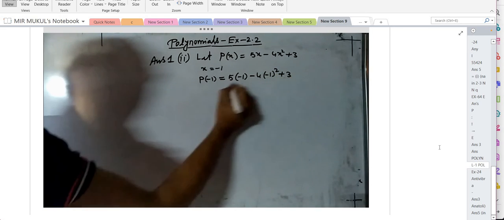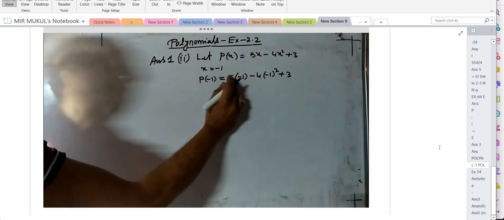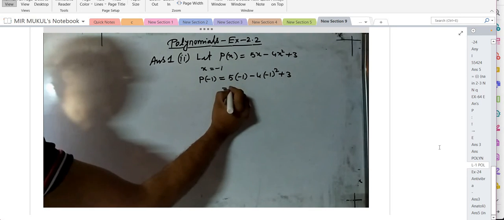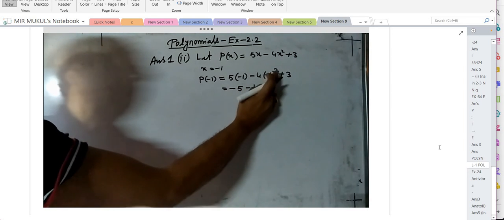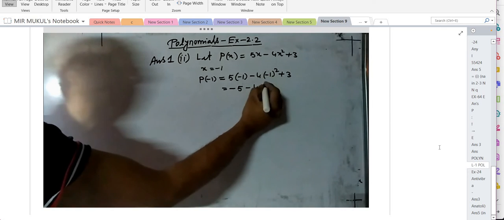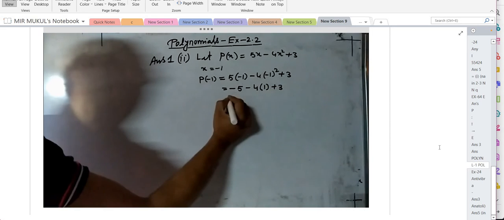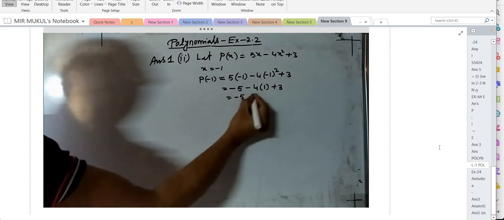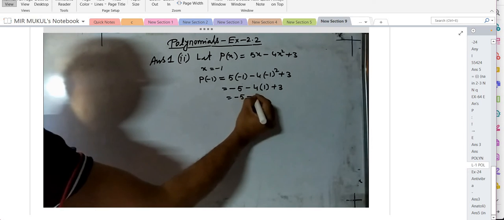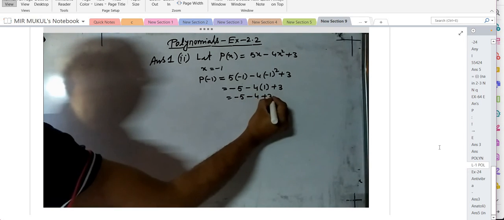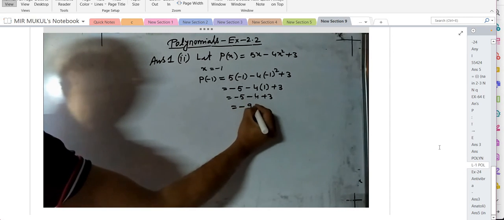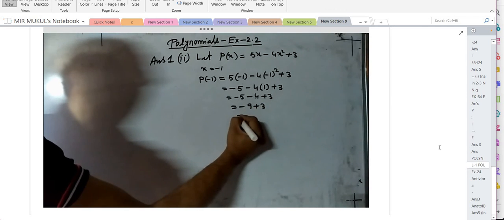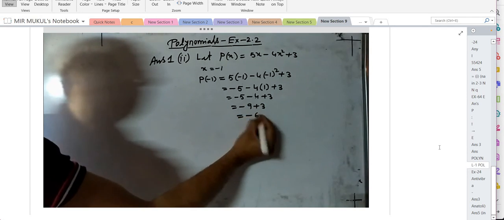Now 5 into minus 1, if you multiply 5 and minus 1, you will get minus 5. Minus 4 into minus 1 whole square. Minus square is plus, so here we'll get 1. Here 4 into 1 is 4, so minus 4 plus 3. Now minus 5 minus 4 is minus 9, plus 3. So finally we are getting minus 6 as the answer.